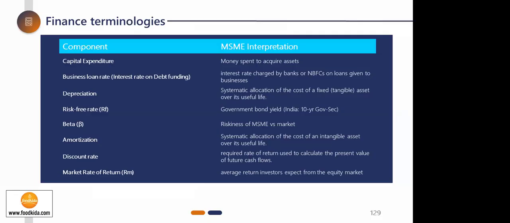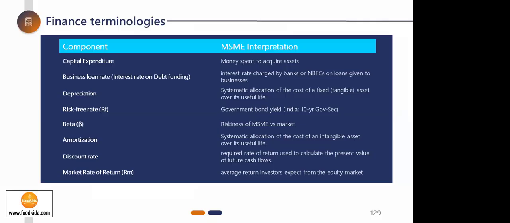Depreciation is the systematic allocation of the cost of a fixed, tangible asset over its useful life. For example, if today the value of my car is 10 lakhs, then the IDV or WDV, the written down value, after 1 year, if I take 40% depreciation, will be 6 lakhs. Risk-free rate: the risk-free rate in India is about 7%, which is nothing but the interest or return you get on government securities or bonds.